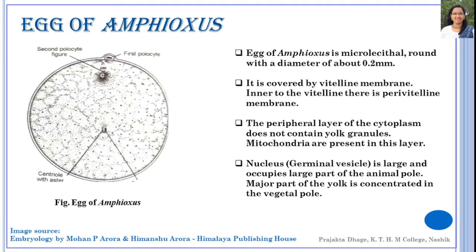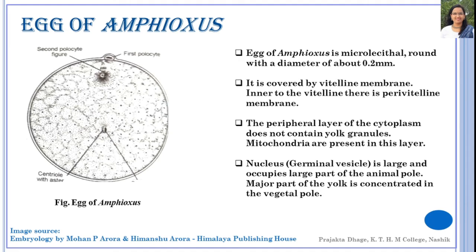Now the peripheral layer of cytoplasm does not contain yolk granules. Mitochondria are present in this particular layer. The nucleus, which is also referred to as the germinal vesicle, is large and occupies a large part of the animal pole. The major part of the yolk is concentrated in the vegetal pole. When I say the major part of the yolk is distributed in the vegetal pole region, you do not have to compare it with a telolecithal kind of egg. You should not compare it with the telolecithal egg.